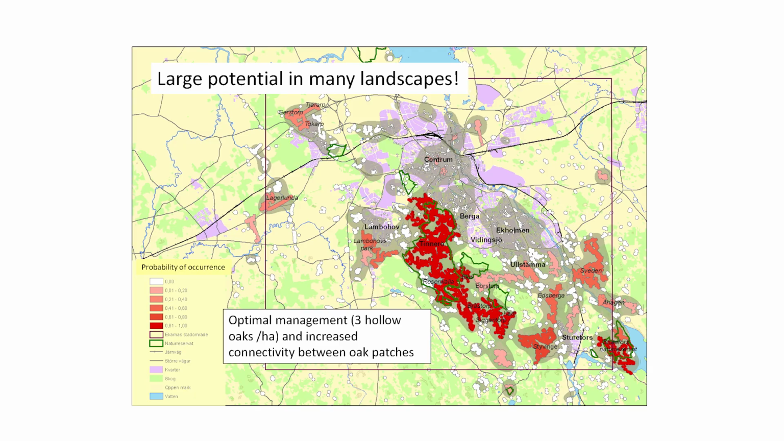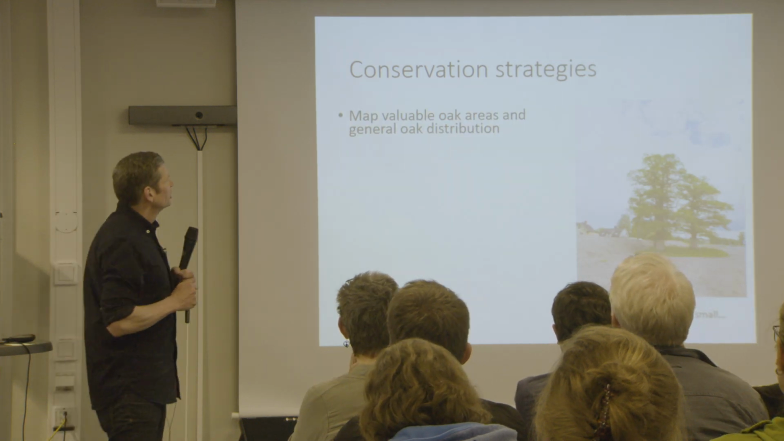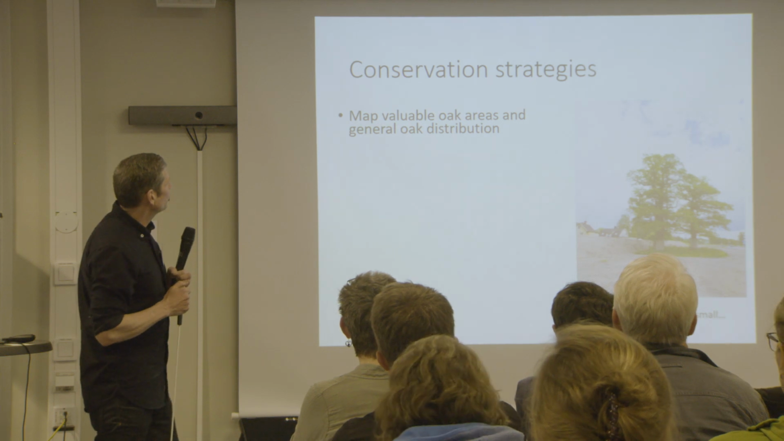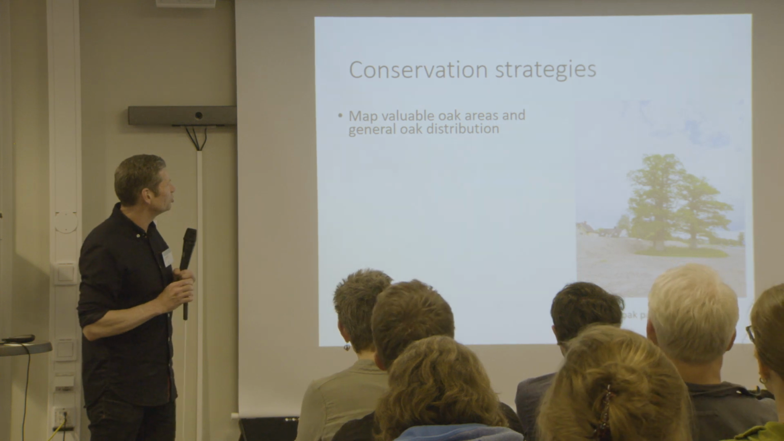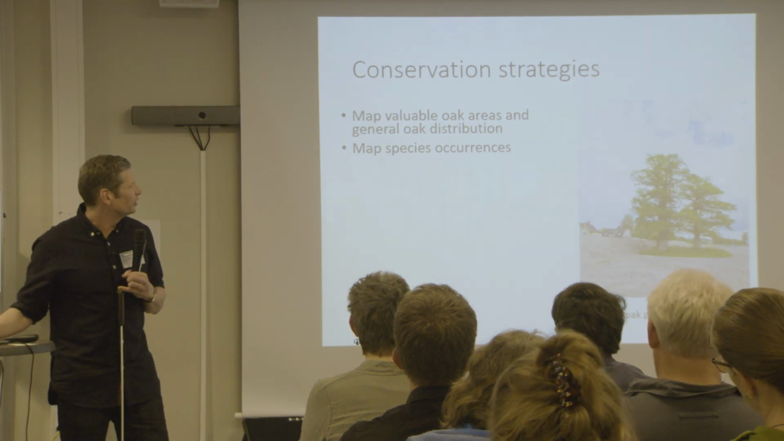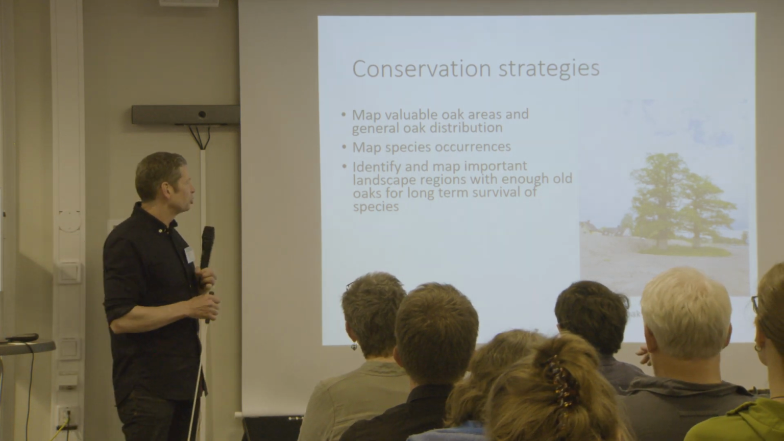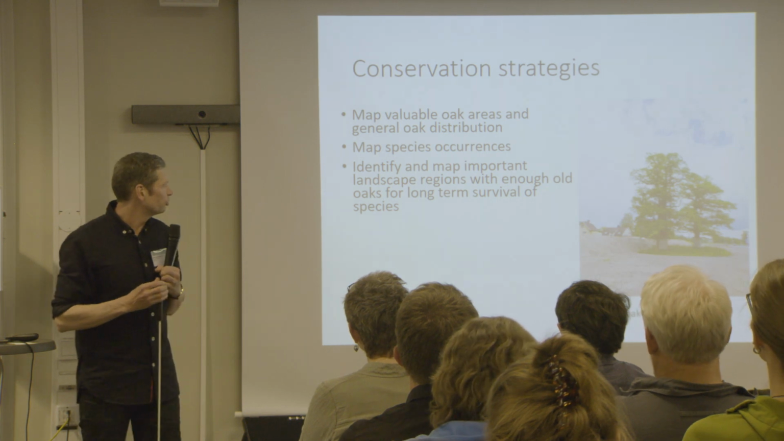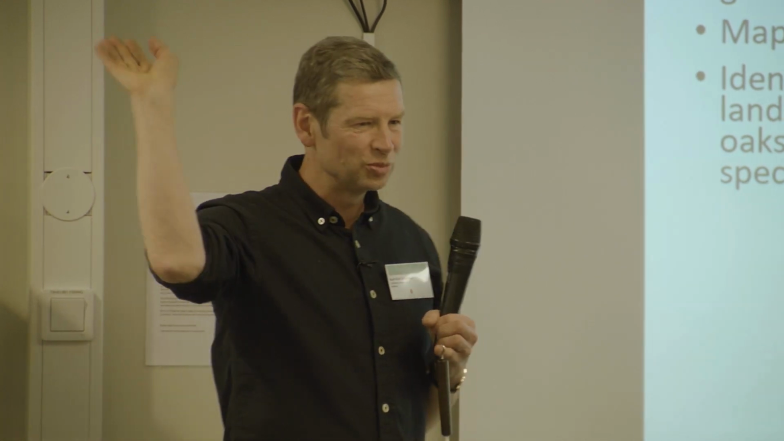So by this slide I want to wrap this up, give you a few conservation strategies to take home, starting up with mapping valuable oak areas and general oak distribution. That is a super thing to start up with. If you can map some species occurrences, it's even better. Identify and map then important landscape regions with enough old oaks for long-term survival of species. I have given you the scales and the numbers. You can just go home, do it.